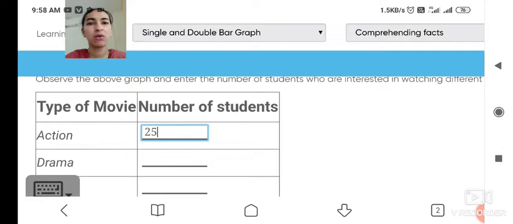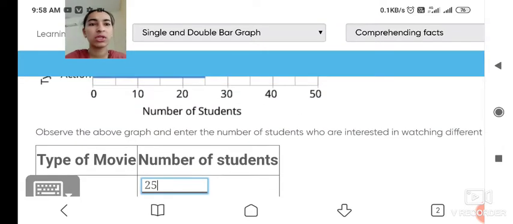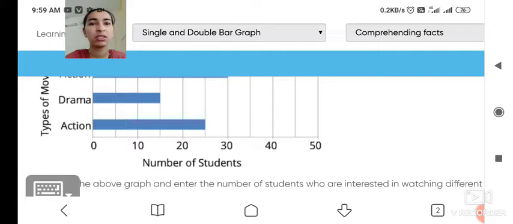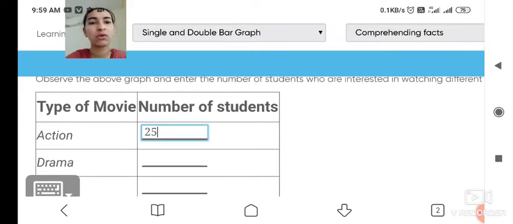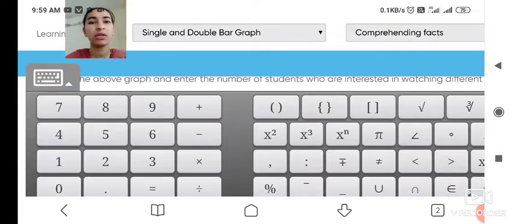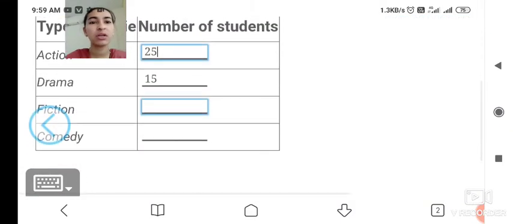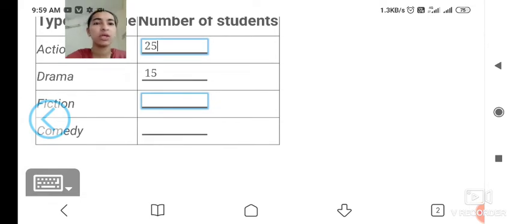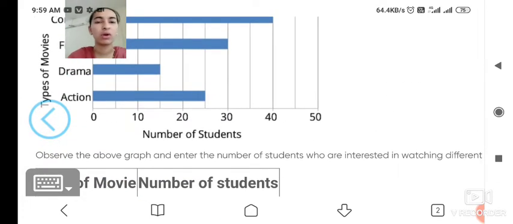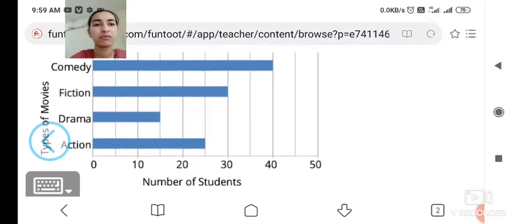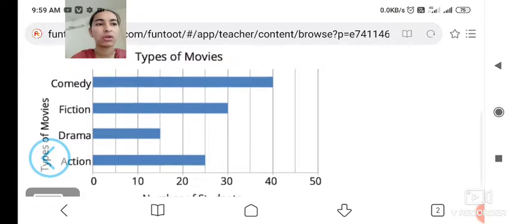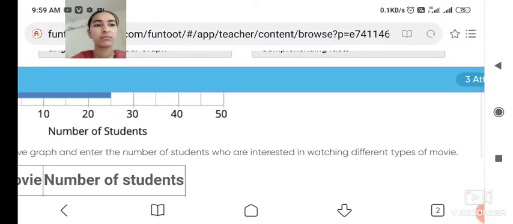Here 25. Now drama. How many students are watching drama? Where is drama? Drama is here, second. It is in between 10 and 20, and in between 10 and 20 the line that indicates is 15. So you have to write 15 here. With the help of the calculator you can write that. You have written 15 here. Now fiction and comedy, write the number, that is for you. Now fiction is 30 and comedy is 40, okay students. Understand this.